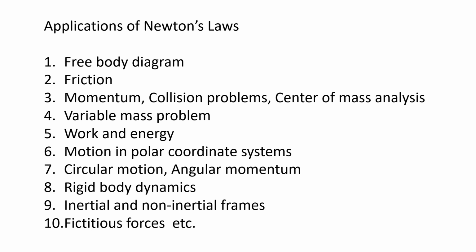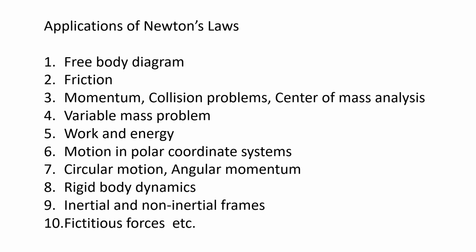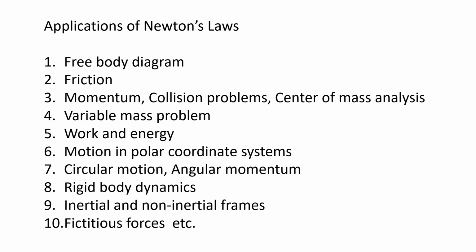Ordinarily the way we write it is that F is equal to m a, and m is taken as a constant, but it may not be. Suppose in a leaky bucket or a train moving with its bogies containing, say, sand and it is somehow leaking out. So, there are various examples of that, and we also deal with work and energy. Motion in other coordinate systems, that is in polar, spherical, and cylindrical coordinate systems. This would aid us in learning circular motion, angular momentum, rigid body dynamics, inertial and non-inertial frames, etc.